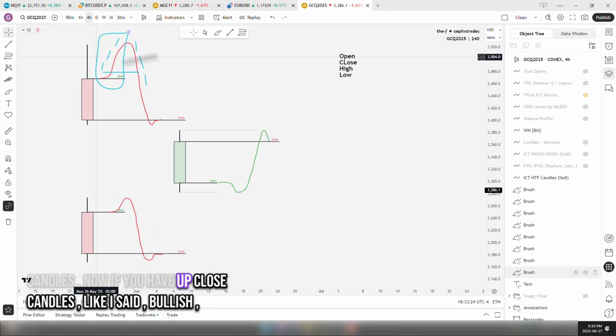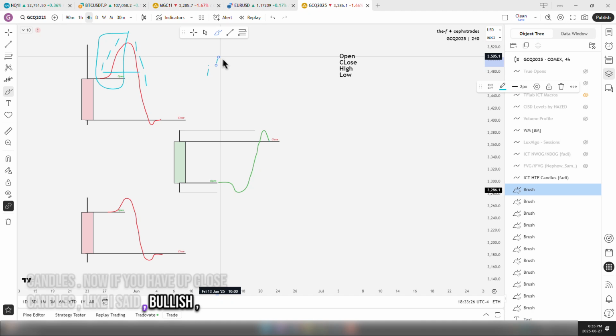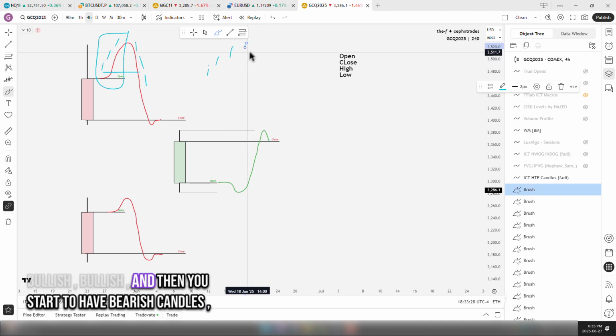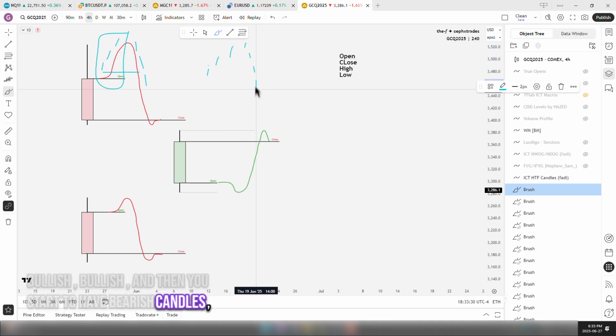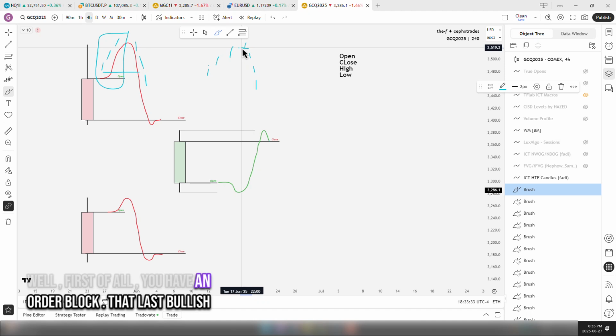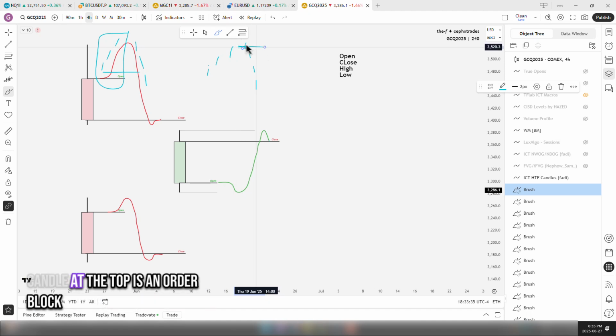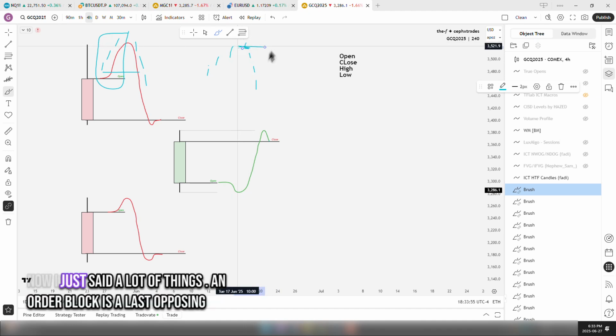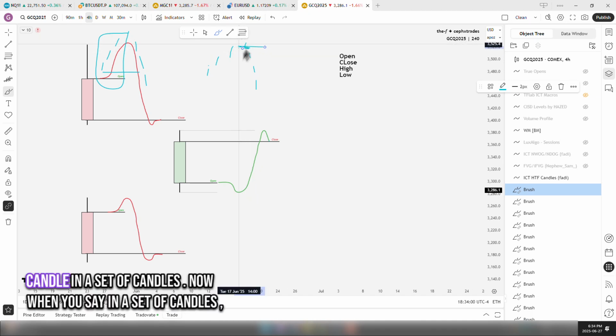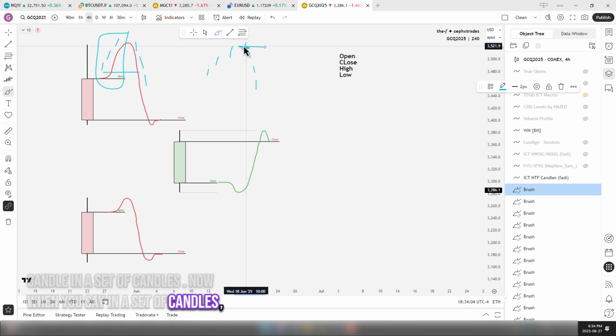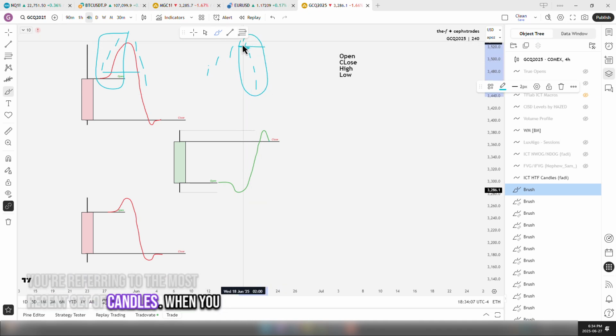Now, if you have up close candles, like I said, bullish, bullish, bullish, bullish, and then you start to have bearish candles, well, first of all, you have an order block. That last bullish candle at the top is an order block. Now, I just said a lot of things. An order block is the last opposing candle in a set of candles. When you say a set of candles, you're referring to the most recent set of candles.